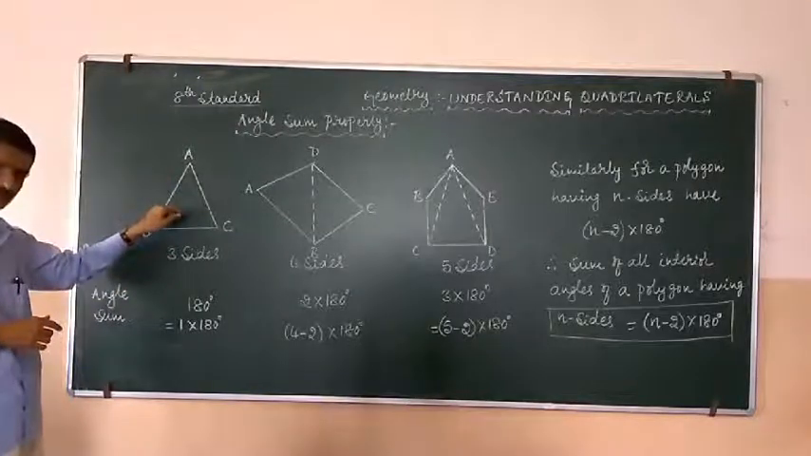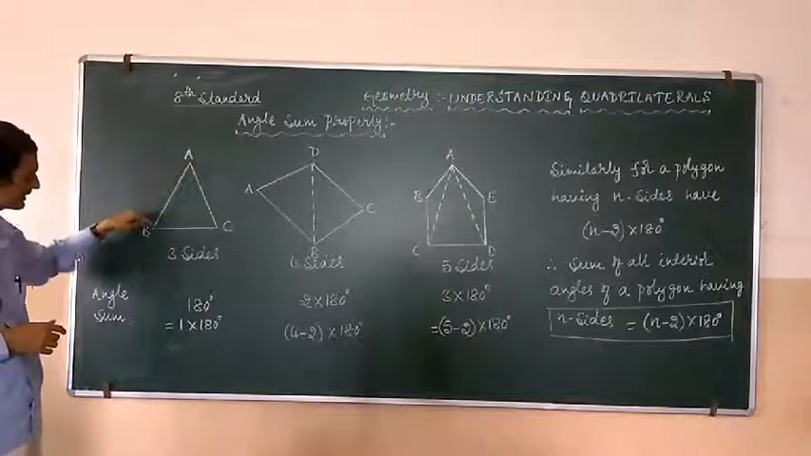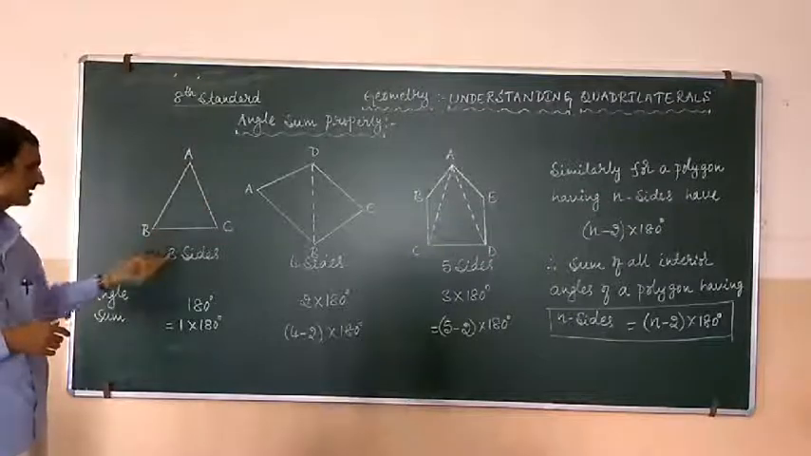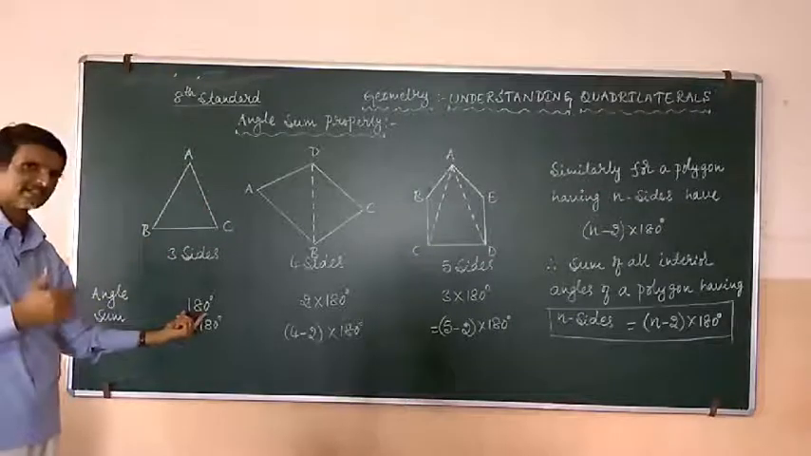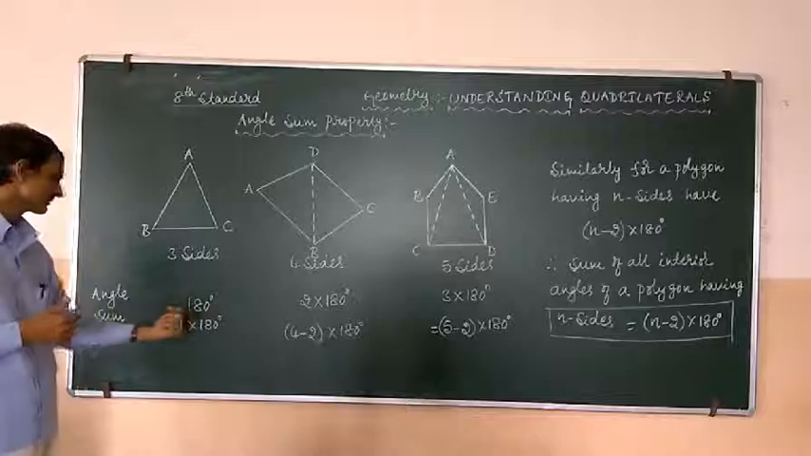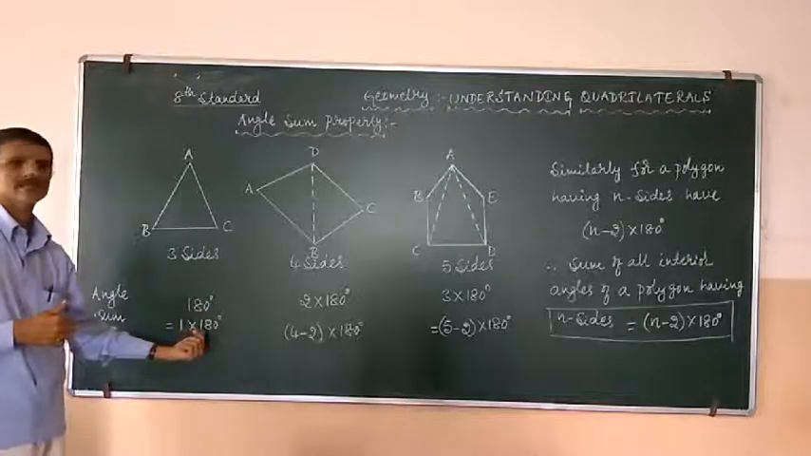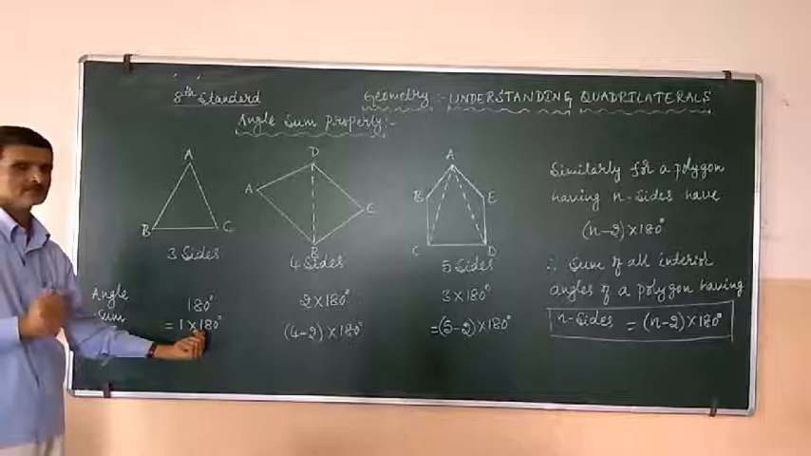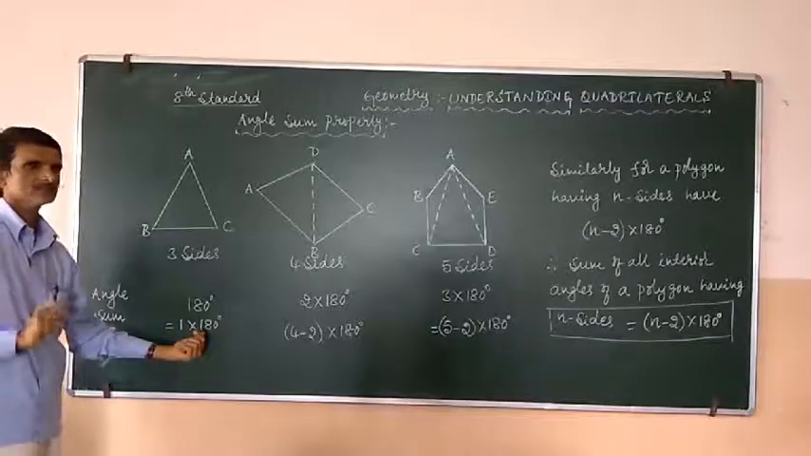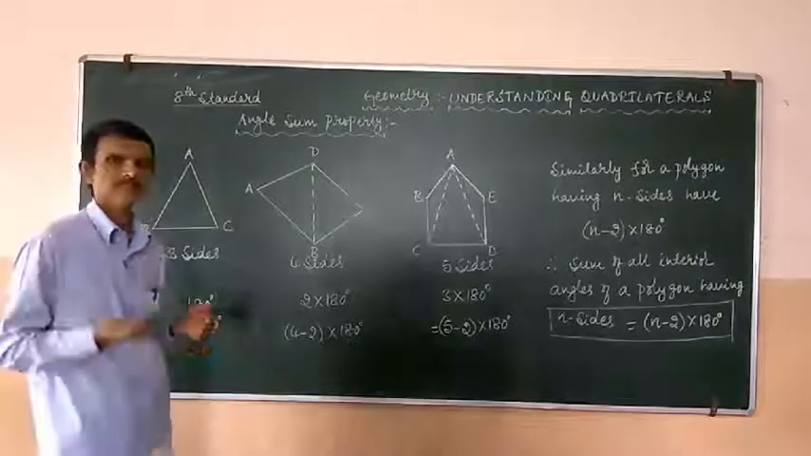So it is a triangle. The sum of these three interior angles must be equal to 180 degrees. Therefore, angle sum equals 180 degrees. So this can be written as 1 into 180 degrees.